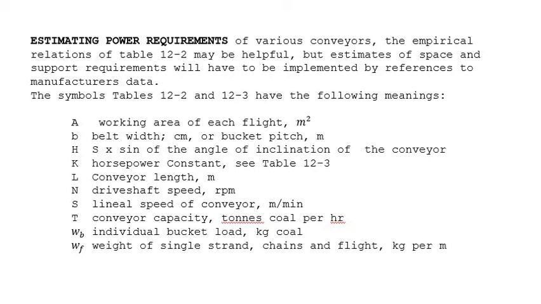So A, working area of each ply, with a unit of meter squared; belt width, in centimeters; bucket pitch, in meters; sine of the angle of inclination of the conveyor; horsepower constant, see Table 12-3; conveyor length in meters; drive shaft speed in RPM; lineal speed of conveyor in meters per minute; conveyor capacity in tons of coal per hour; individual bucket load in kilograms of coal; and weight of single strand chain and flight in kilograms per meter.